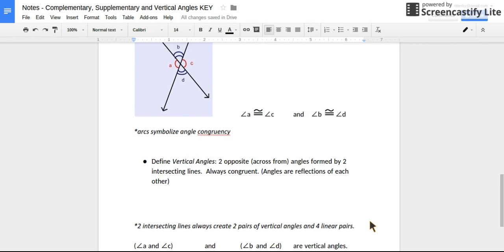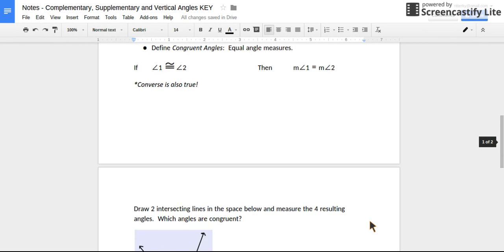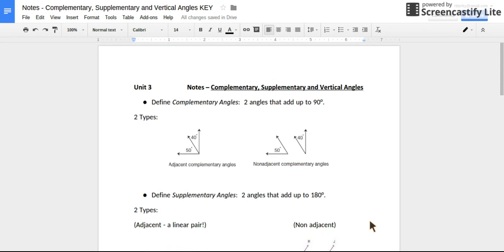So there's 3 types of angles. Complements add up to 90, supplements add up to 180, and vertical angles are always equal or congruent.